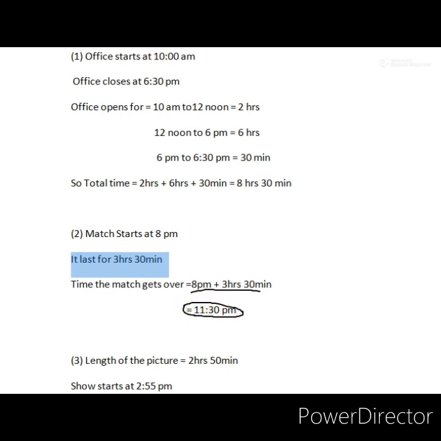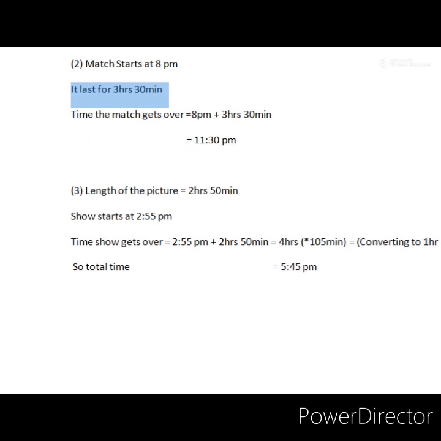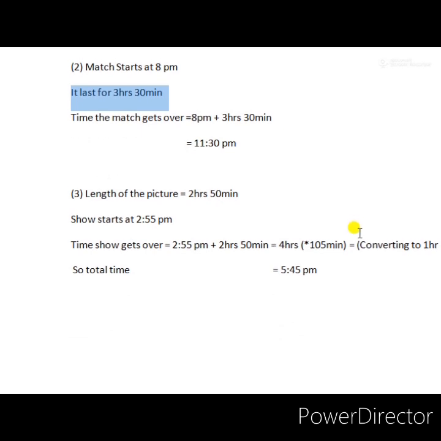This solution also, you copy from this page. Now we will see what the third question is. Salman Khan's movie Sultan is 2 hours 50 minutes long. If its show starts at 2:55 p.m., then at what time does it get over?